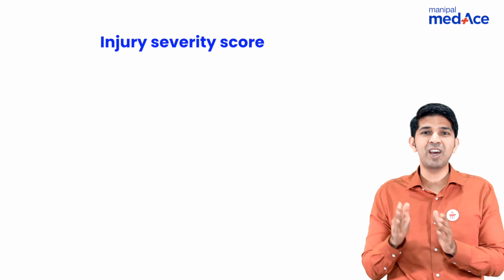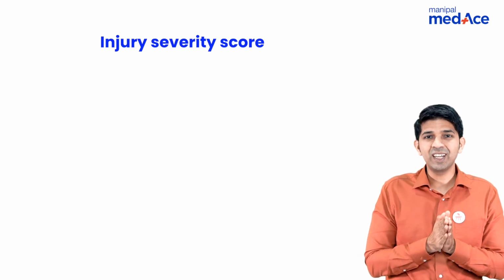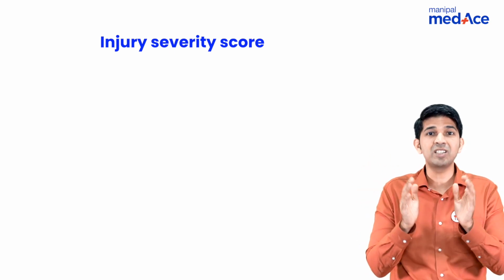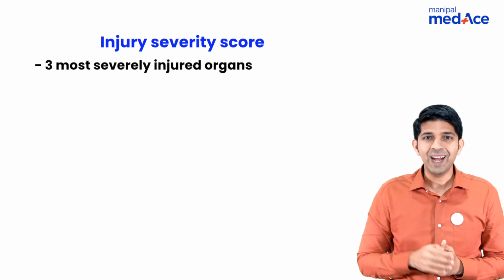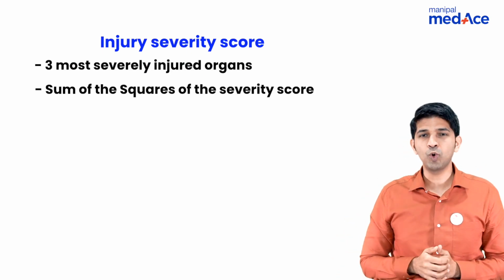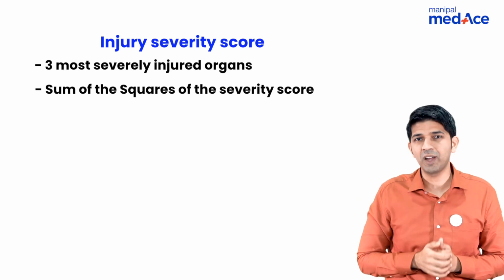The next modification to this was the injury severity score. So what they did here is they took that 7th digit, that is the severity score, and they took 3 major organs that were involved and they squared that severity score. That's what is your injury severity score.